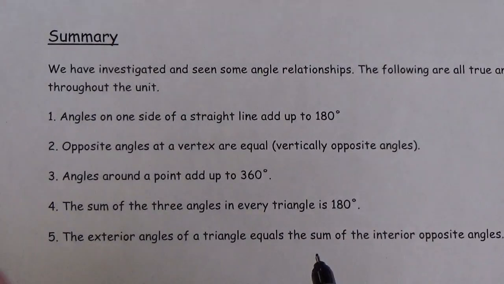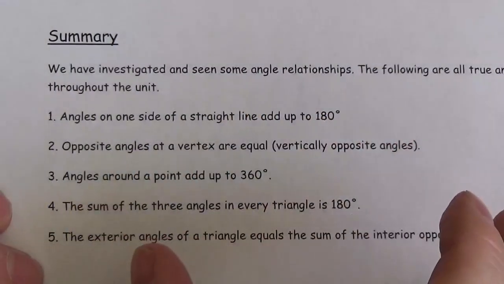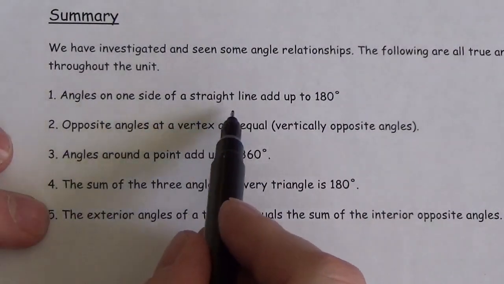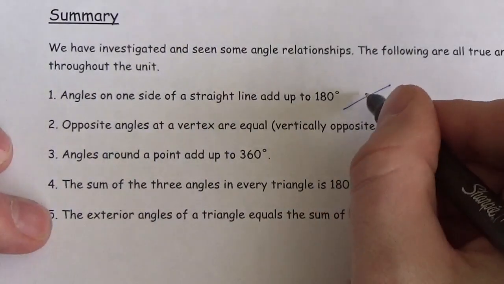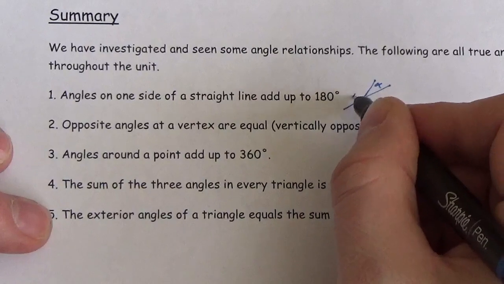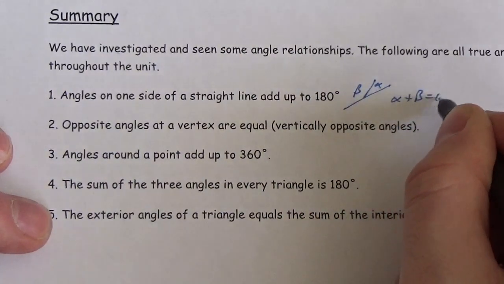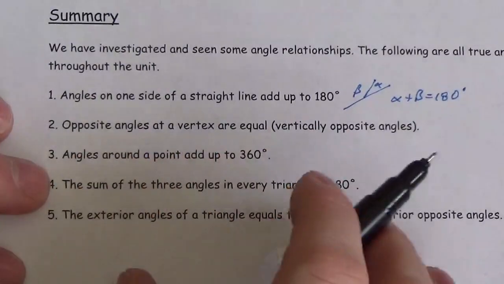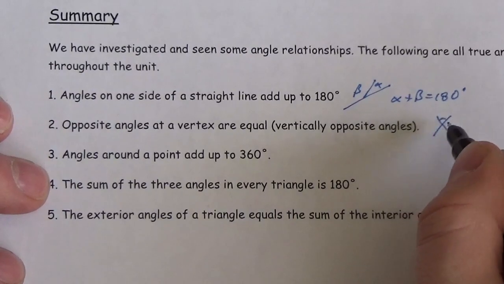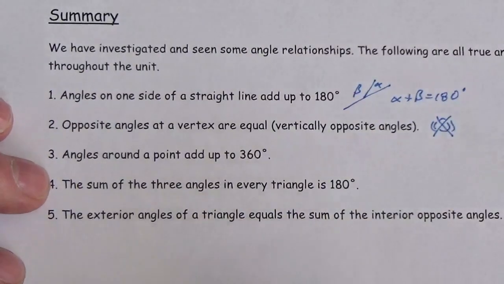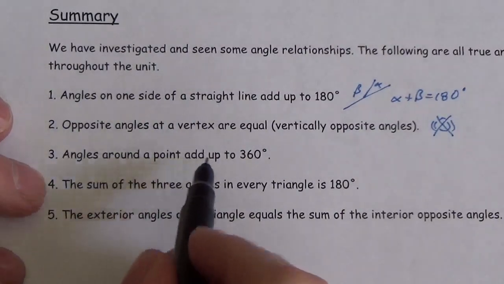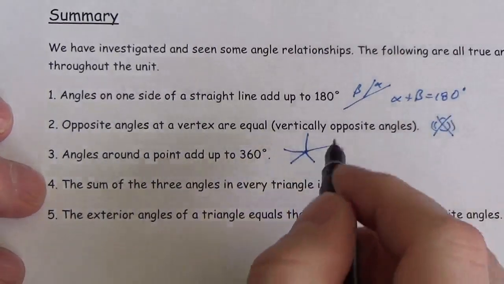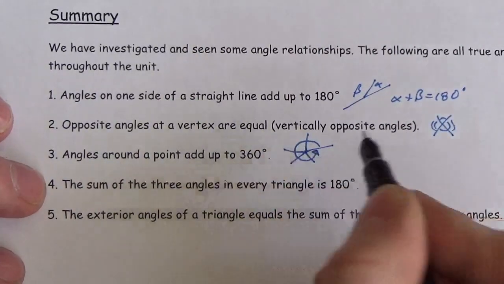Okay, so just as we wrap up here, in summary, we've been looking at some angle relationships. Just to recall what we've done: angles on one side of a straight line add up to 180 degrees. So here's a straight line. These two angles here, alpha and beta: alpha plus beta will equal 180 degrees. Opposite angles at a vertex, when they're created by two straight lines, the vertically opposite angles, are going to be the same. Angles around a point add up to 360 degrees. All of these angles together add up to 360 degrees.